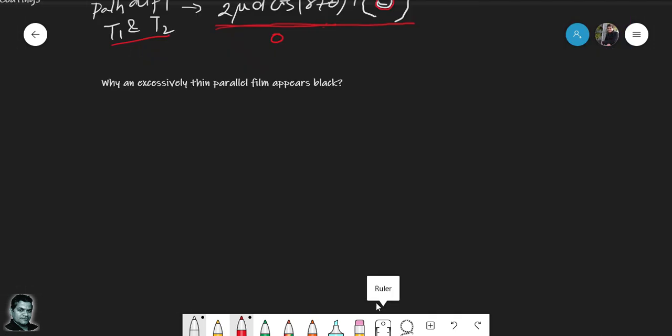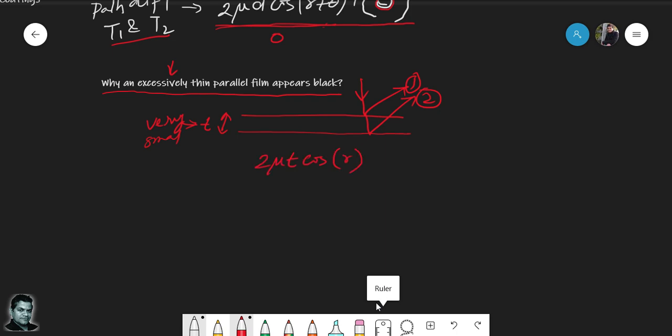So here is our next question, and that is why an excessively thin parallel film appears dark. A thin parallel film, excessively thin, means when this T is very small. So if you look at the interference due to the reflected rays, these are the incident rays, these are the two reflected rays. If you look from the top, the path difference between the two rays 1 and 2 is given by 2 mu T cos r plus lambda by 2.